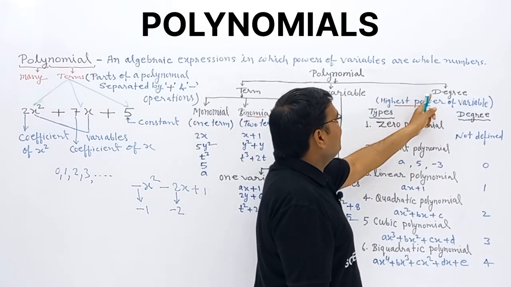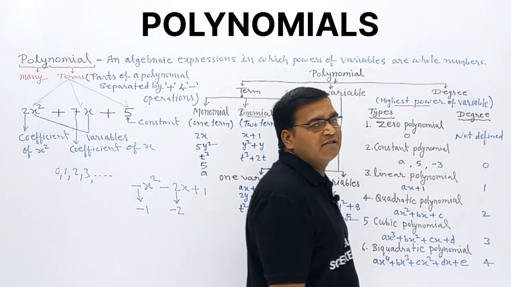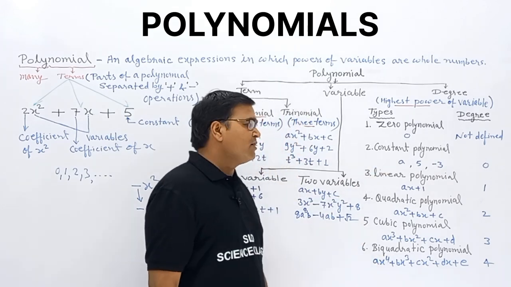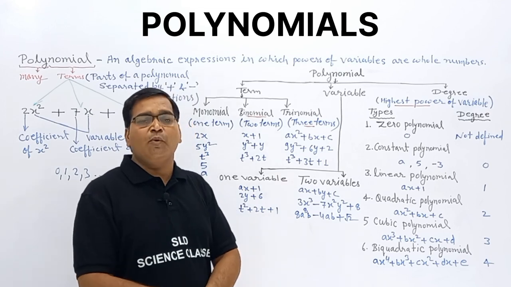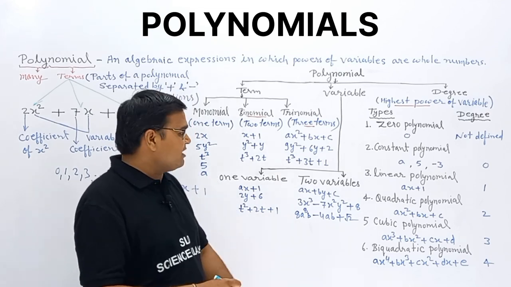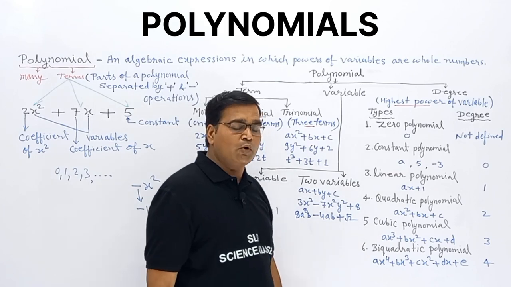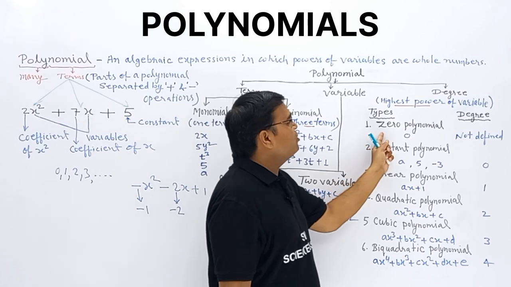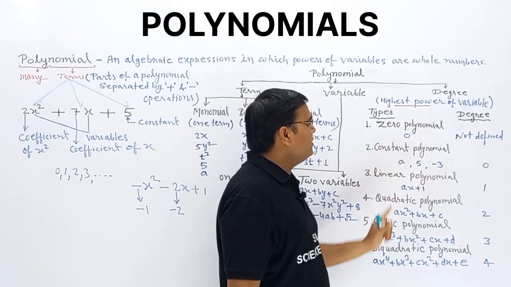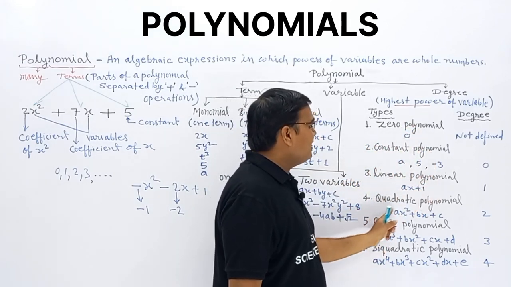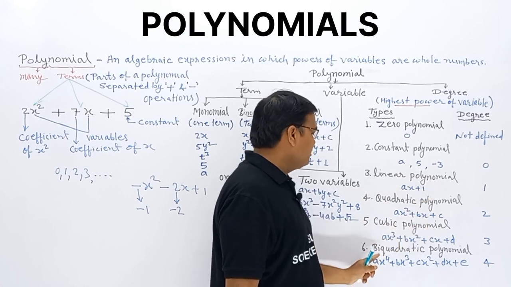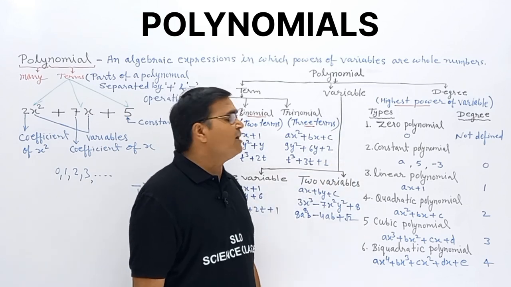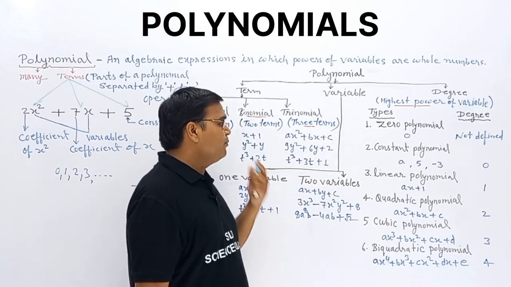I am having some types there. First one, degree is what? Highest power of variable in a one variable polynomial. I am having there one variable polynomials. We can also find the degree of two variable polynomials, we will discuss later, but first I am taking one variable polynomials and checking what the degree will be. Now first one is zero polynomial, constant polynomial, linear polynomial, quadratic polynomial, cubic polynomial, biquadratic polynomial. Which I am writing there, what? General form, standard form of the polynomial.